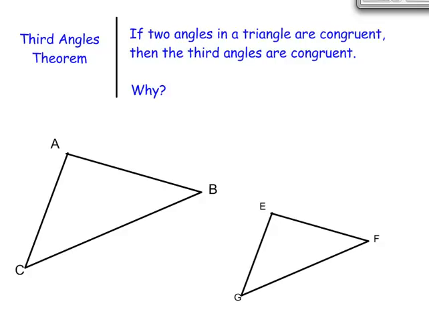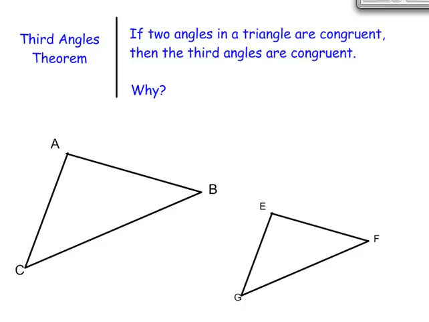Okay, now let's throw another theorem at you. This is called the third angles theorem, and it's a fairly intuitive theorem. What it says is if I have two triangles and I know that two angles in those triangles are congruent, then I know the third angle is going to be congruent as well. Let's think about why this is true.